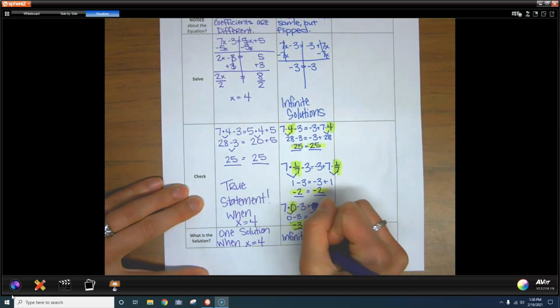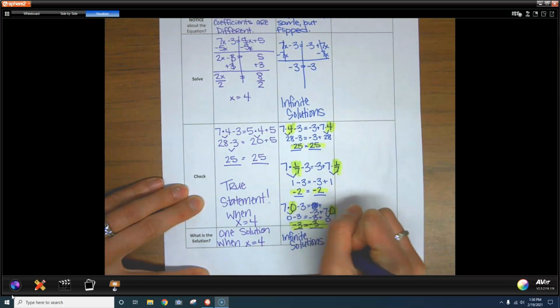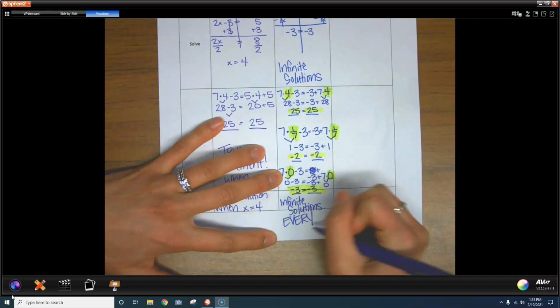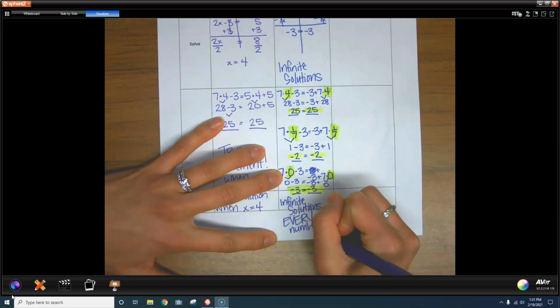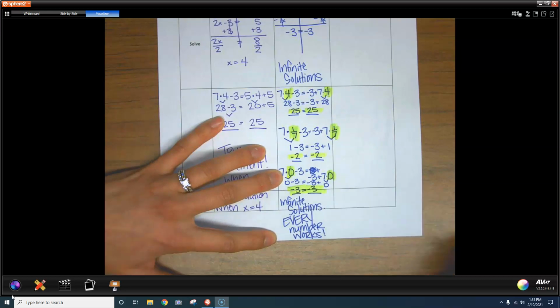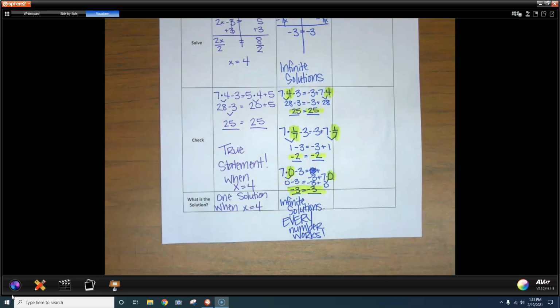Infinite solutions. Every number works. Makes it balanced, makes it true. Every number works. All right. So now the last one is no solution.